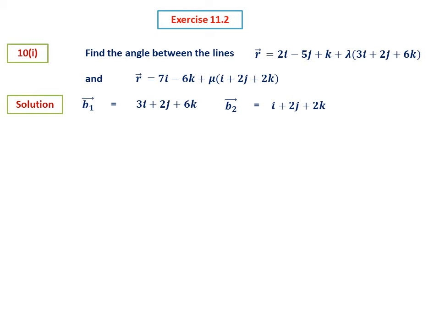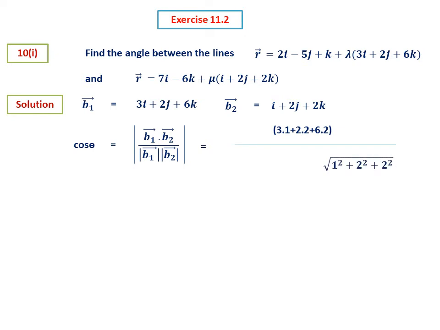So once you know what is B1, B2, there is no difficulty in finding cos theta. Formula is cos theta equal to B1 dot B2 divided by magnitude B1 magnitude B2. So you have to find B1 dot B2, that is 3 into 1 plus 2 into 2 plus 6 into 2, divided by square root of 1 square plus 2 square plus 2 square, that is B2 magnitude, and the first one B1, that is 3 square plus 2 square plus 6 square. Of course you have to take mod.